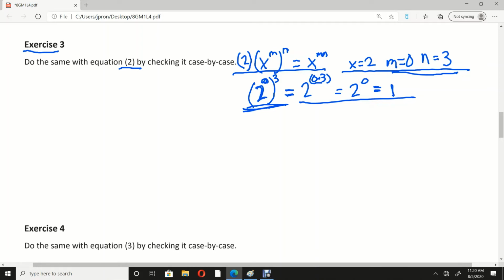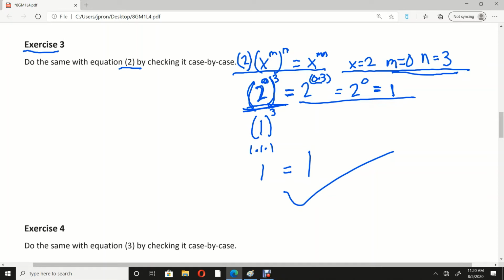So let's check if this is correct. Now let's do this using our order of operations. Let's do what's in parentheses first. 2 to the 0 power is 1. Anything to the 0th power is 1. Now 1 to the third power is going to get us 1 times 1 times 1, which is just 1. Does that equal 2 to the 0th power, or 1? Yes, it does. So that worked out.